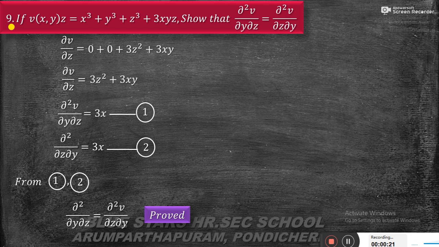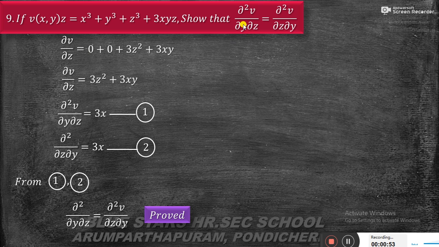If v of x comma y comma z equals x cube plus y cube plus z cube plus 3xyz, show that dou square v by dou y dou z equals dou square v by dou z dou y. So this is our question. First, write the given function.